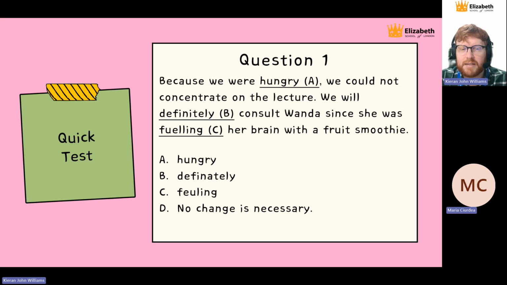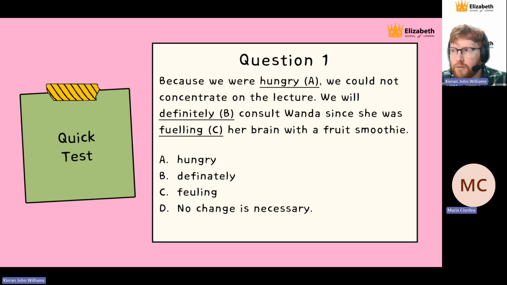What do you think? Yes, definitely. Okay, good. And the last one, fueling, is that spelled correctly? Feeling. Fueling, like you're putting fuel in a car. No, only one L. You think only one L? Well, the answer here is we don't need to change any of them.